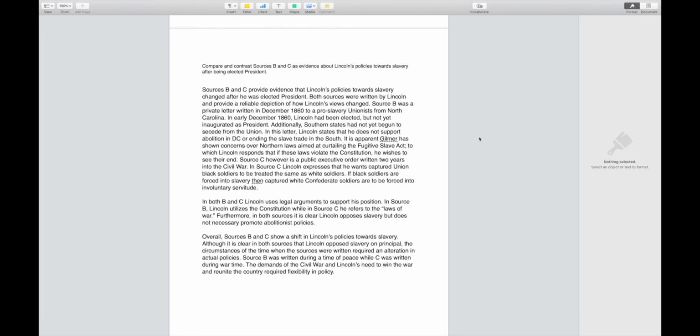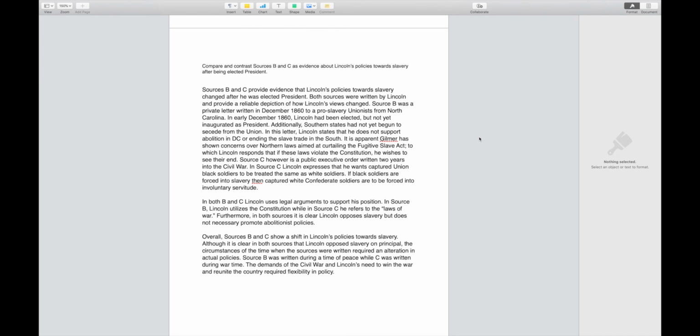You do not have time for it. It's completely unnecessary. You won't get any points for it. So I know that's kind of in opposition to what you've been told for other writing classes, but do not write an introductory paragraph. Do not write a concluding paragraph. Get to the point. So once again, to rehash, our question was compare and contrast sources B and C as evidence about Lincoln's policies towards slavery after being elected president.